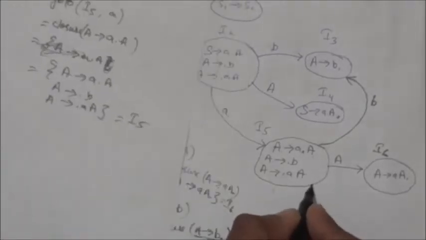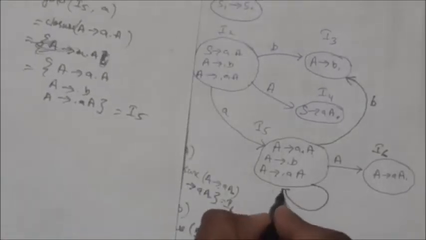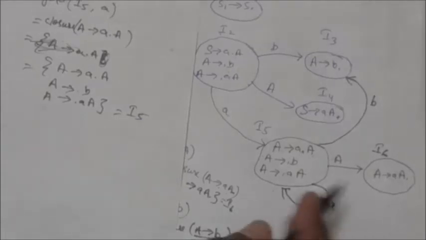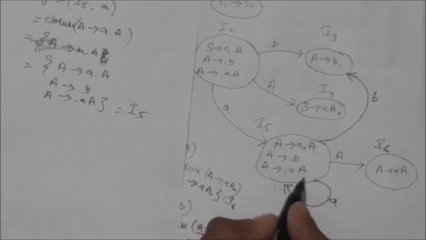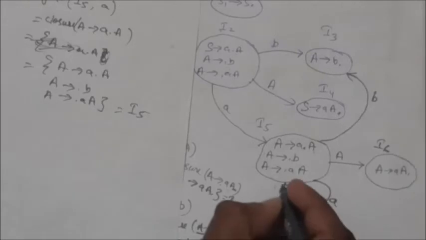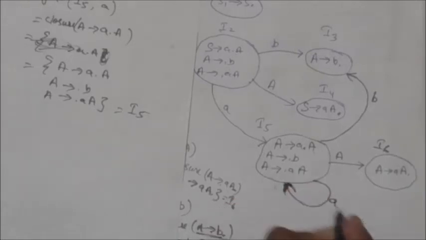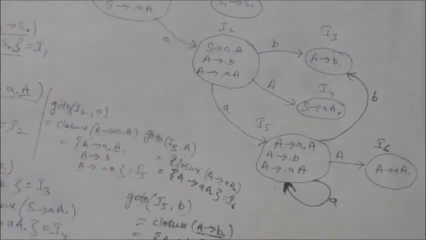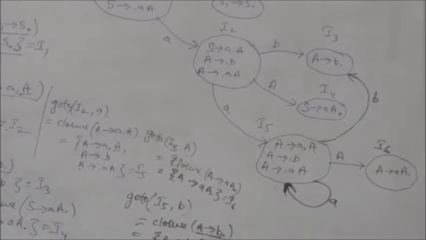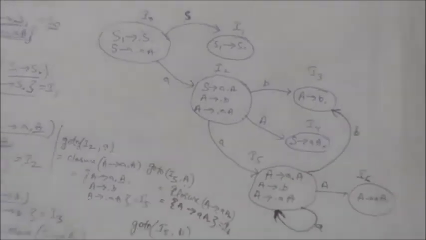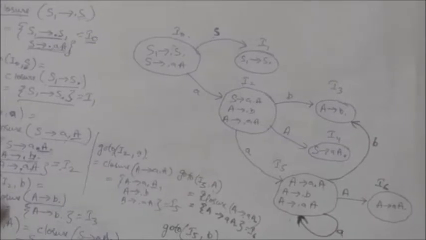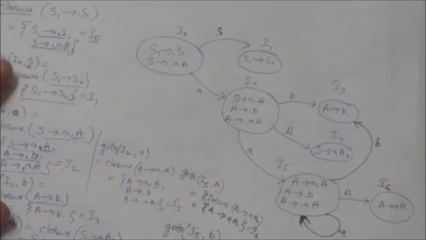So from state I5, on reading the terminal symbol A, the machine will jump from state I5 to I5. It means the DFA will remain in state I5 on reading the terminal symbol A. So here I have drawn this self loop. Now our DFA has been completed. Now we have found the transitions of all the states of the DFA.